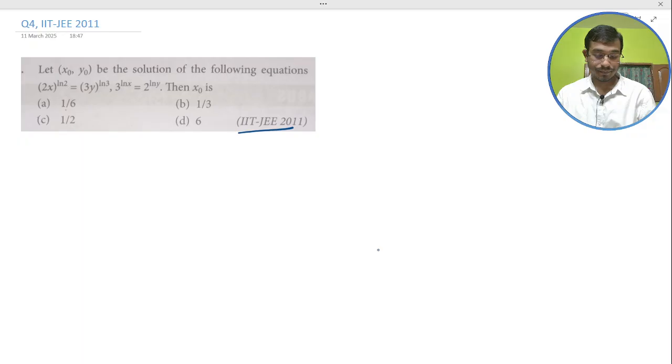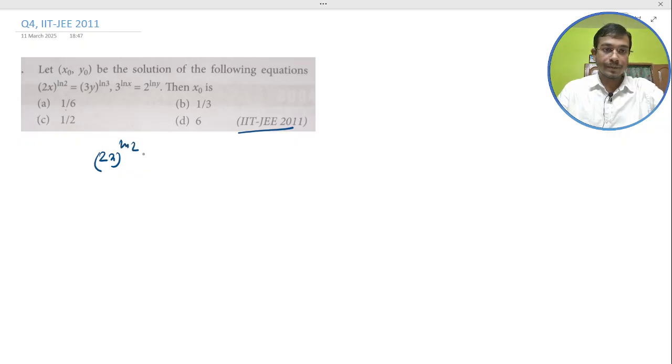Here, it is given that 2x to the power ln 2 is equal to 3y to the power ln 3, and 3 to the power ln x equal to 2 to the power ln y. Taking log to the base e of both equations.